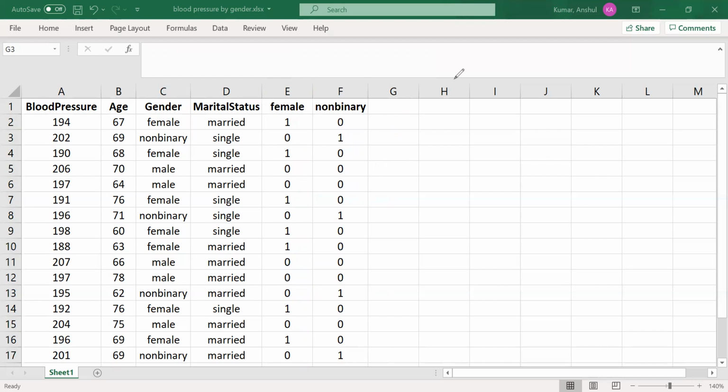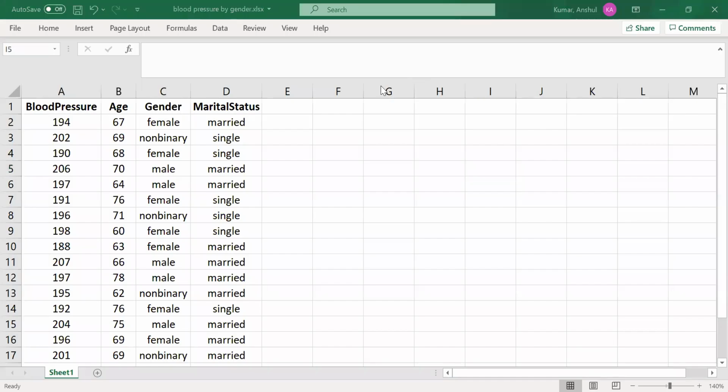So when we give this data to the computer, it's not going to accept a column of data like this, like gender. It's going to need only numeric variables like blood pressure, age, and now female and non-binary are going to be acceptable to the computer to include. And we're going to demonstrate that in a moment.